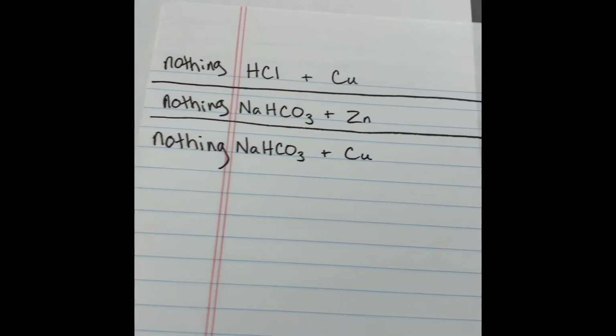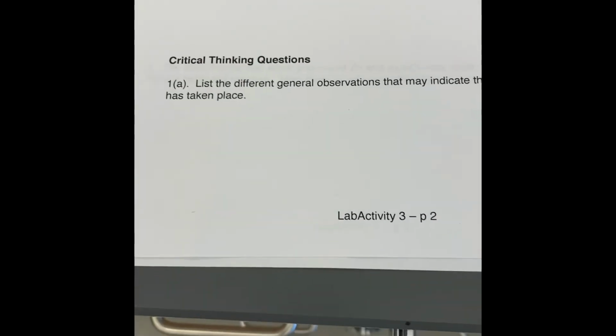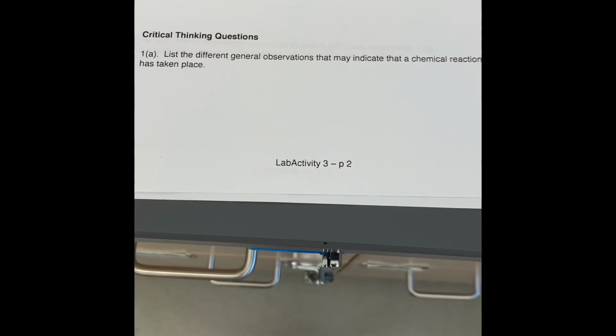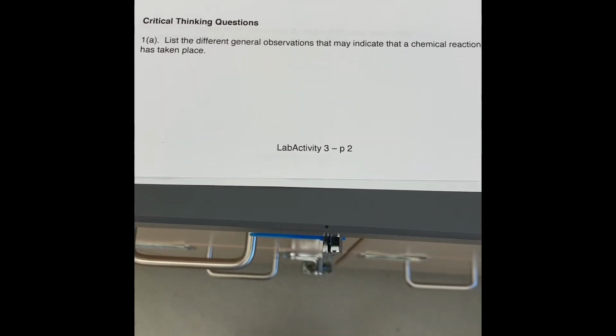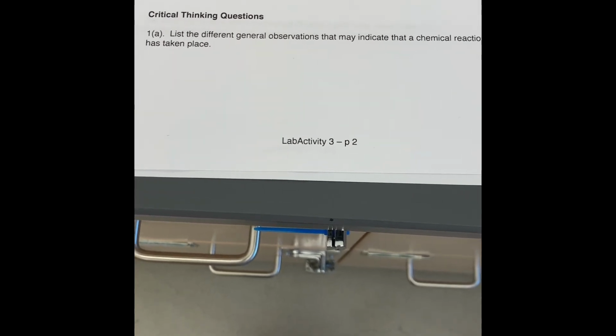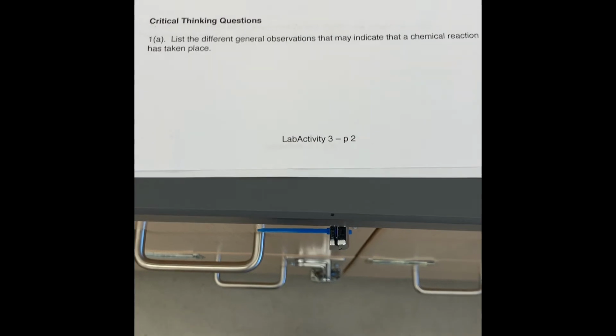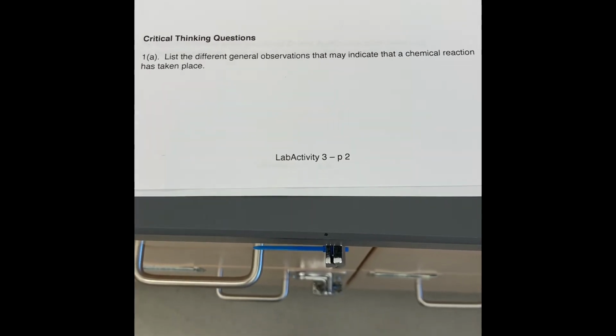Right, now that the reactions are complete, let's go to the questions. This first question is just a list of the different types of observations you made. So go ahead and look over the notes that you just took for each of the reactions and list down all of the different things you could possibly see or feel.